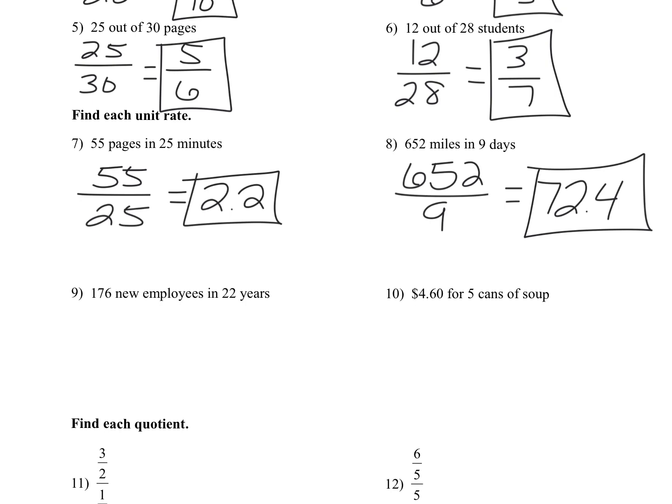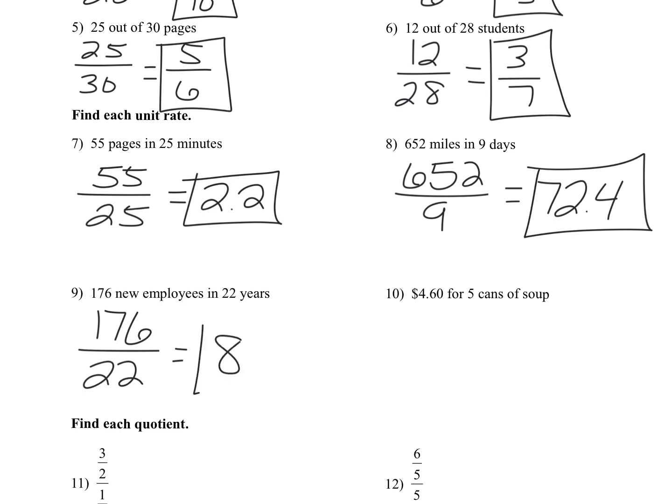On number 9, 176 new employees in 22 years. We want to find how many employees in 1 year. How do we do that? Divide 176 by 22. Yep. Make your ratio and then divide. What's 176 divided by 22?